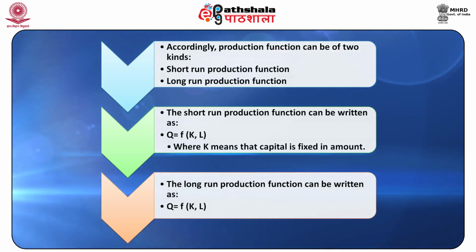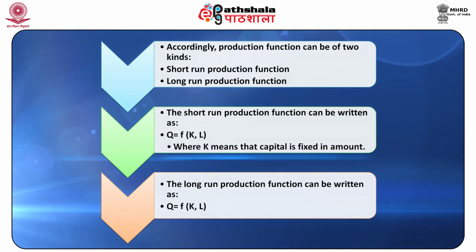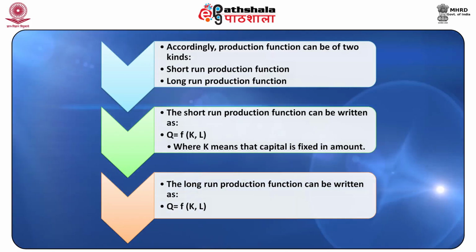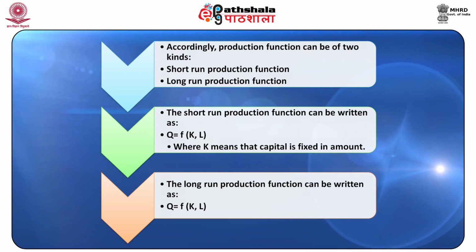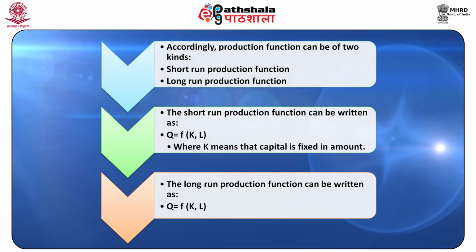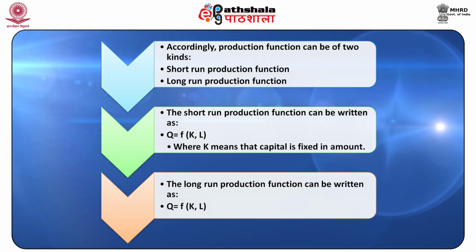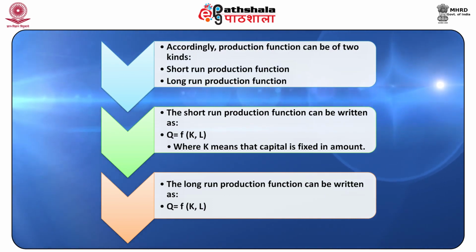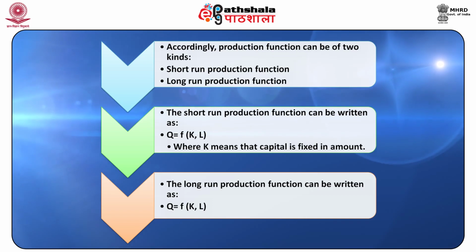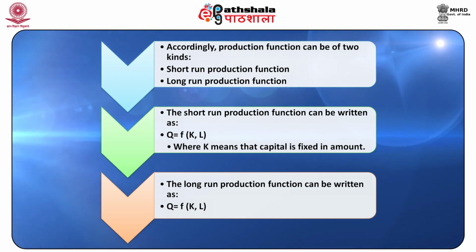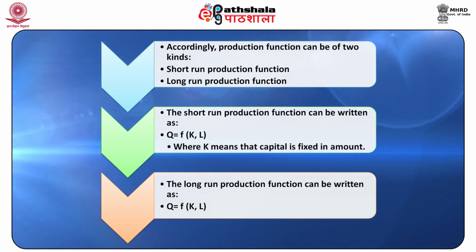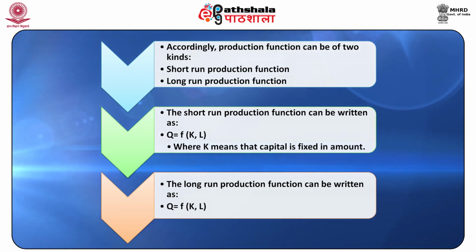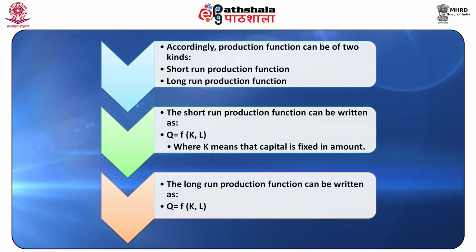Accordingly, production function can be of two kinds. First, short run production function. Second, long run production function. The short run production function can be written as Q = f(K̄, L), where K̄ means that capital is fixed in amount. The long run production function can be written as Q = f(K, L).